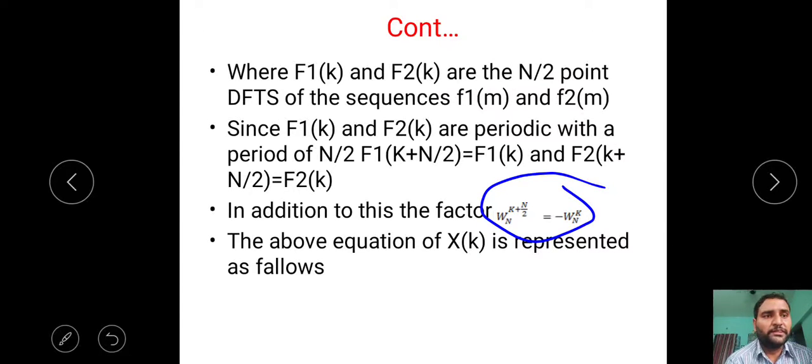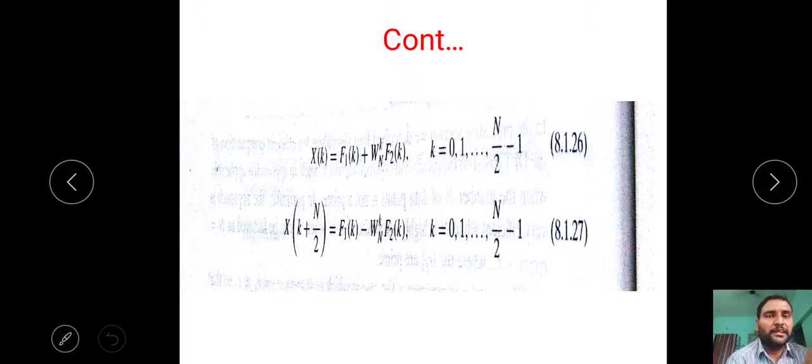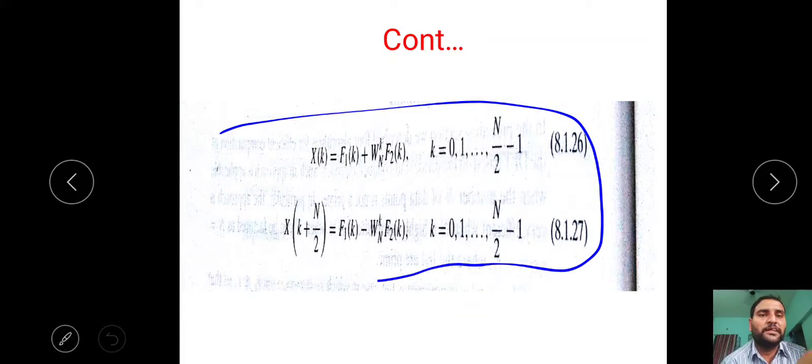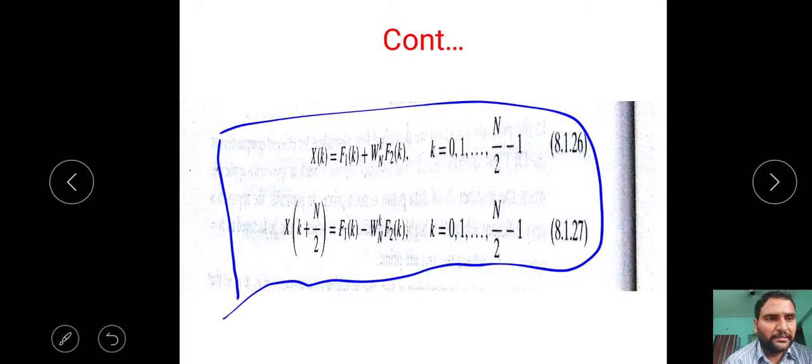The above equation X of k can be represented like this. X of k is equal to f1 of k plus W_N power k f2 of k. X of k plus n by 2 is equal to f1 of k minus W_N power k f2 of k. Okay, these are the equations. For this we have designed the butterfly diagram. By using that butterfly diagram we can design all FFT algorithms. Let's see.